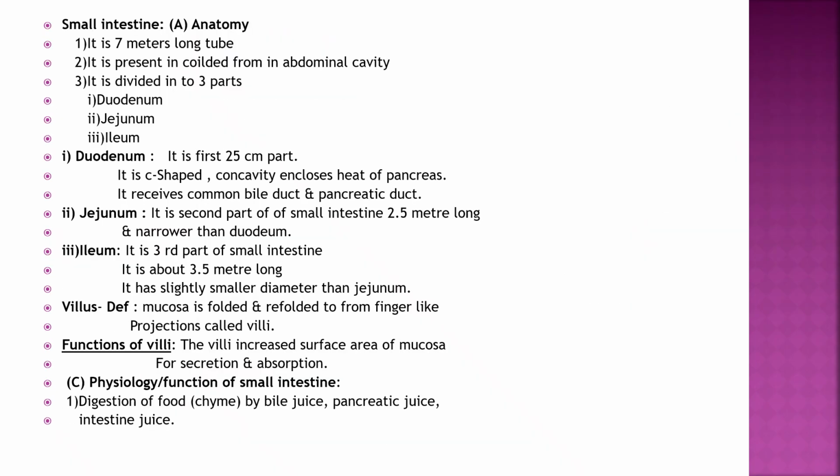The next part is the small intestine, which has three parts: duodenum, jejunum and ileum. The small intestine contains three types of juices for digestion of food: intestinal juice for digestion of proteins, bile juice for digestion of fats, and pancreatic juice for carbohydrates. In the small intestine, the whole food is digested, broken down and then absorbed.